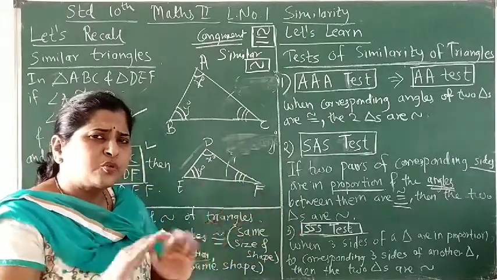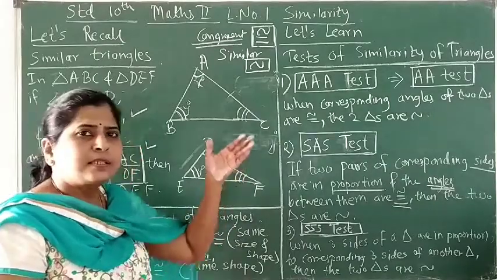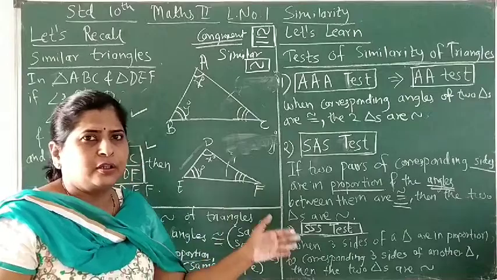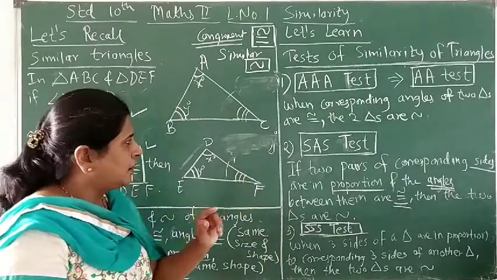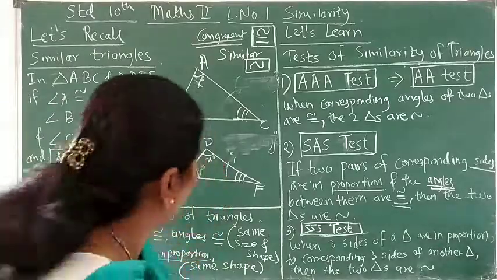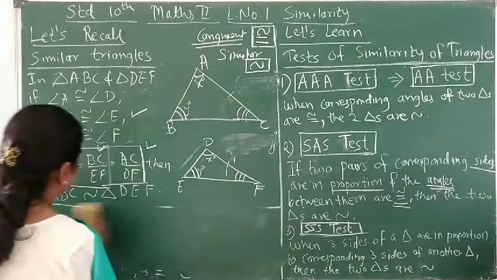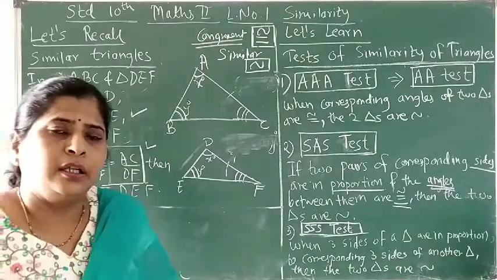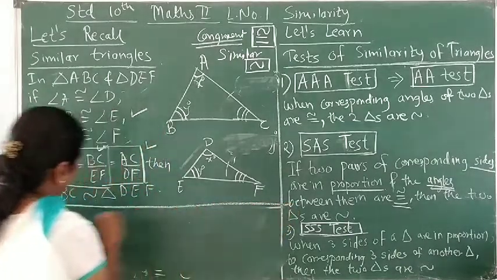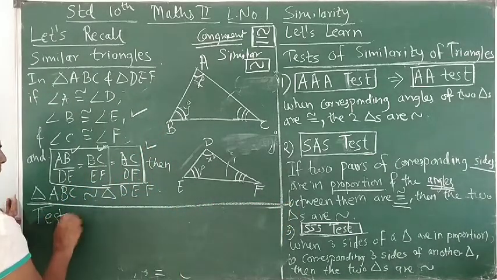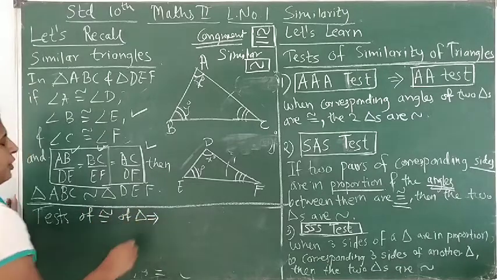Sometimes students get confused about these tests because a similar test you will find in the congruence of triangles as well as the similarity of triangles. So let's write the tests of congruence and similarity. Let's check which is not in congruence and which is not in the other one. If I just want to recall the tests of congruence of triangles.